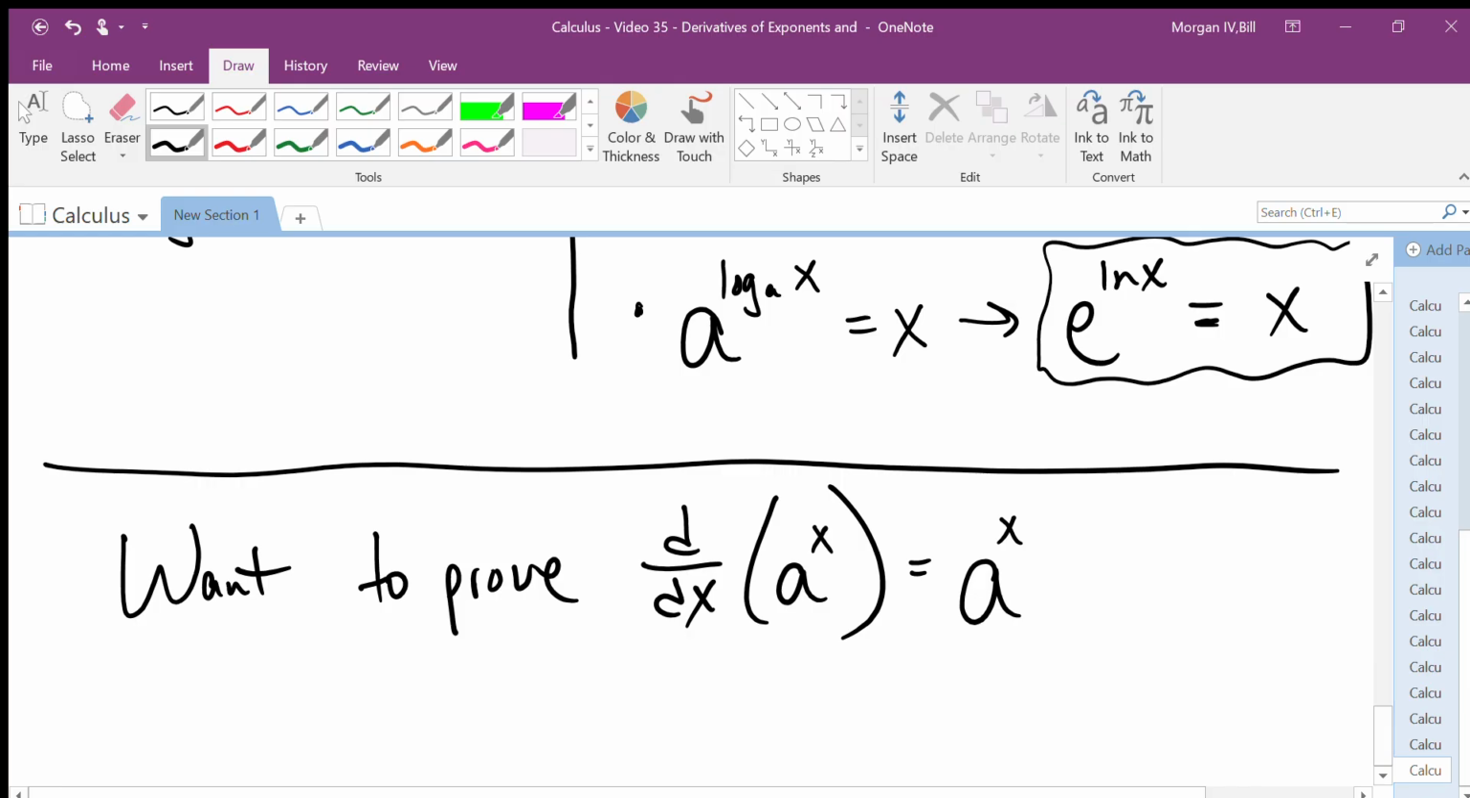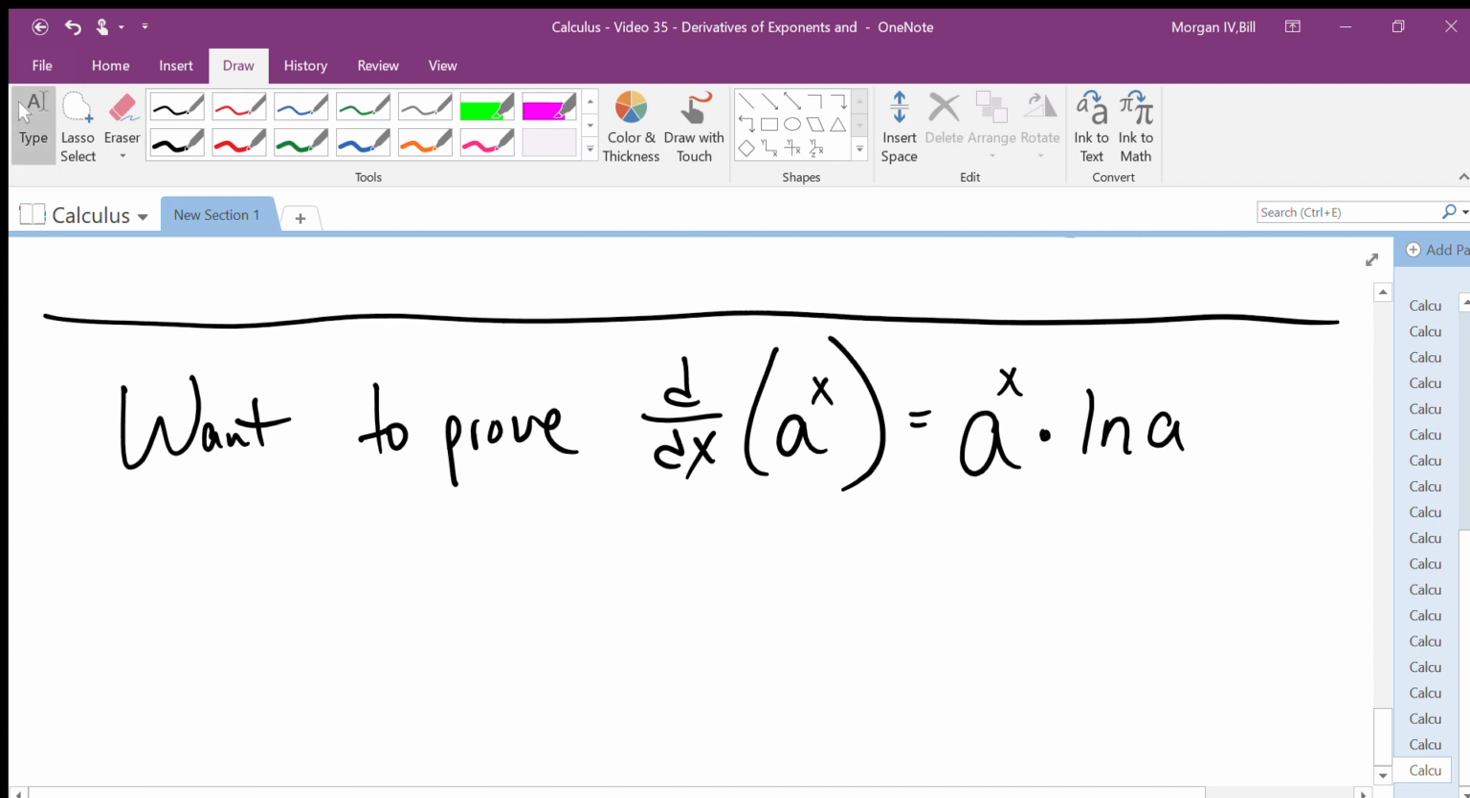Times, it's off by just a little bit of a factor, times the natural log of whatever base we have. And if it's base 2, this is times the natural log of 2. If it's base 3, it's times the natural log of 3. It's off by just a little bit from whatever the y value is. The derivative of a to the x is equal to itself, a to the x, times the natural log of a. That's what we want to prove.